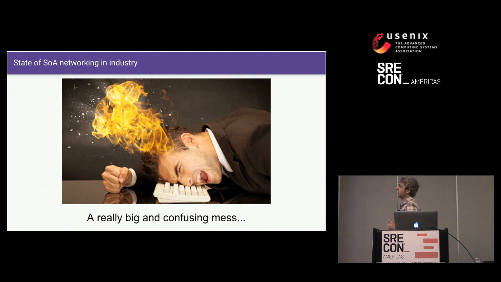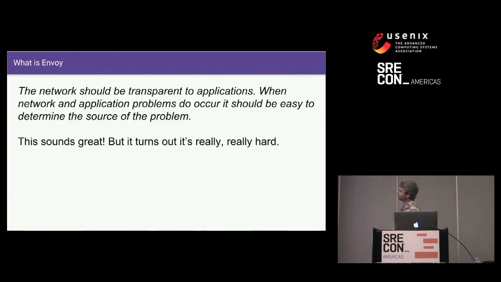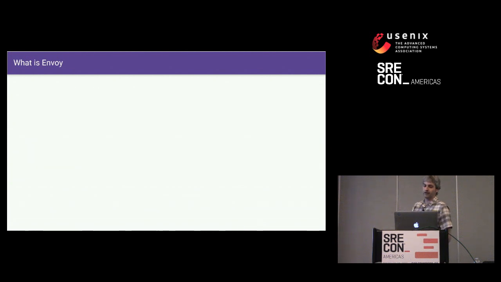So we're in this interesting situation now where I think everyone recognizes that there's a lot of benefits to the microservice architecture, but we don't have the tools yet that actually enable most people to get out there and build quality architectures. So what is Envoy? The mission statement, which I'll just read, is that the network should be transparent to applications. When network and application problems do occur, it should be easy to determine the source of the problem. That's a great mission statement, but it turns out to do that, it's really hard. So what does Envoy actually do?